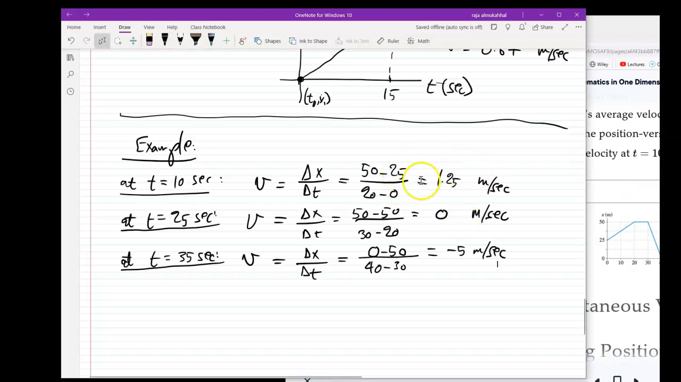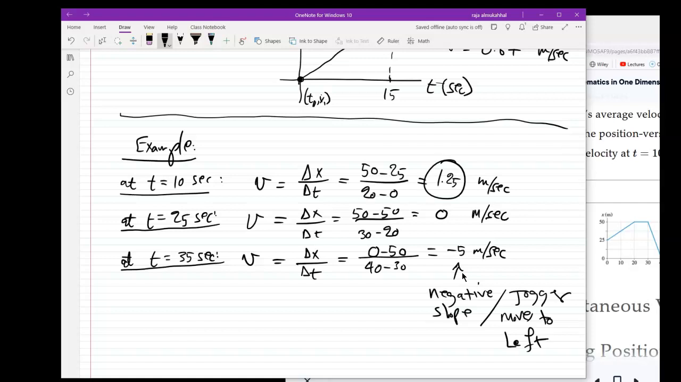Notice that the speed of the jogger initially was 1.25. Now it is almost 3 times that fast. So he's really going much faster, 3 times, okay? So this is a negative slope, or you can say that the jogger moves to the left. Here, a positive slope, and here the jogger moves to the right. You see what I'm saying?